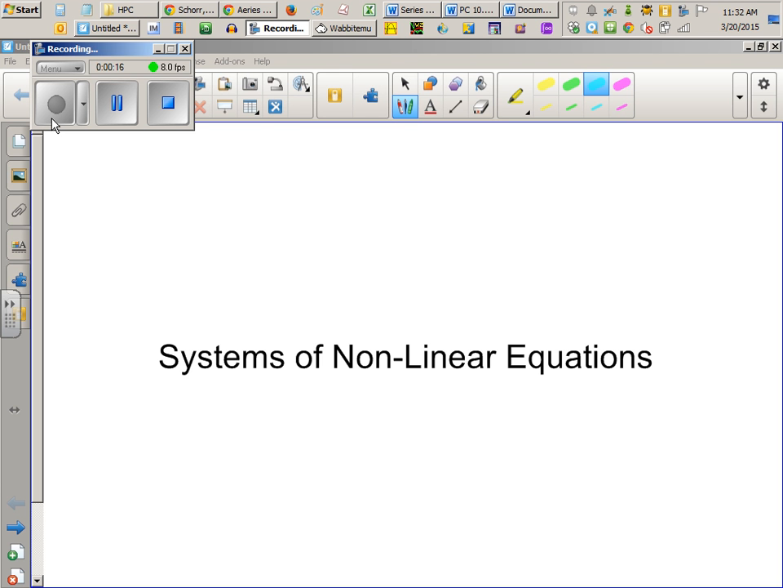Okay guys, don't shout out your answer, but look at the word non-linear. Think about that word for 10 seconds. Non-linear, think about that, don't shout out anything.